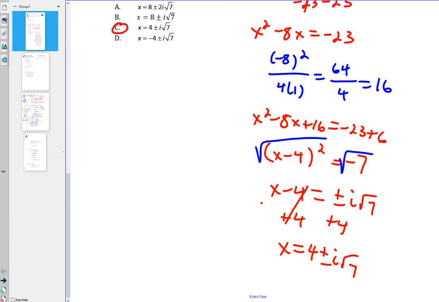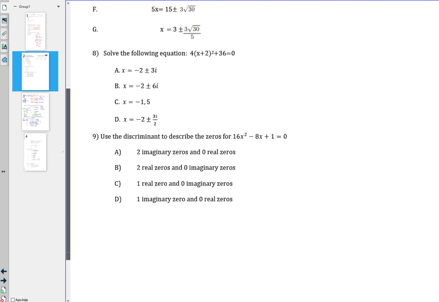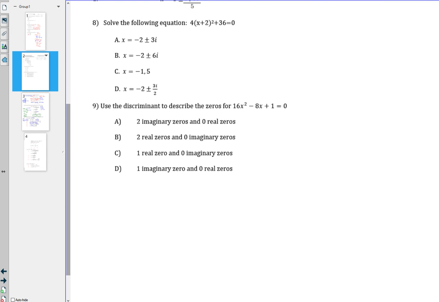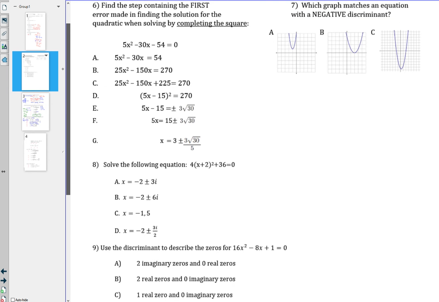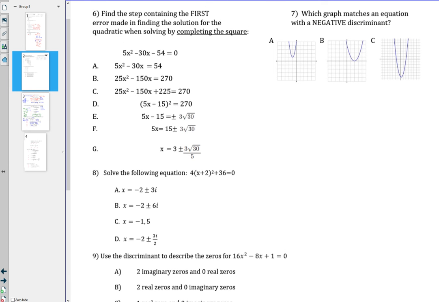Okay, so we have one more from the quiz, and that's number 9, unless you want me to go over something else. In my estimation, between 9 and possibly 7, those two are the easiest ones. Easiest is relative. What's easy for me is not easy for you and vice versa. But in my opinion, the easiest ones are 7 and 9, because they both deal with the same thing, which is the discriminant.